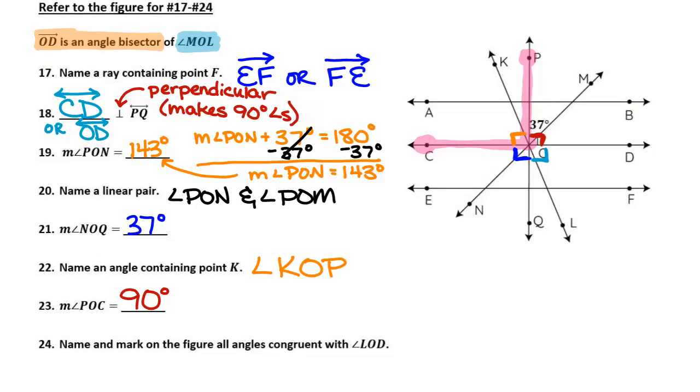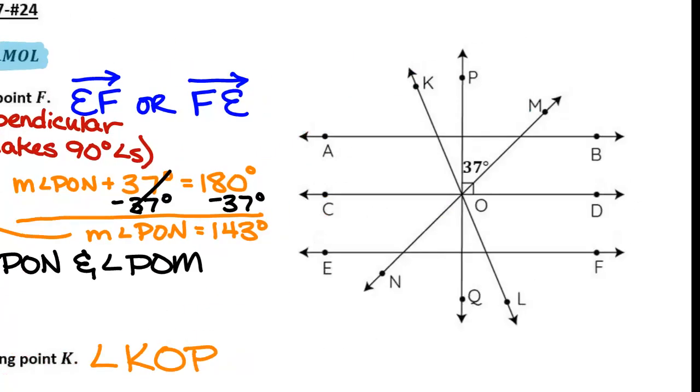All right, number 24 says, name and mark on the figure all angles congruent with angle LOD. Go ahead and come up here, yes? Write your name, date, and time on here, and then put this marker back in here. All right, angle LOD. Let's go find angle LOD first. Here's angle LOD.